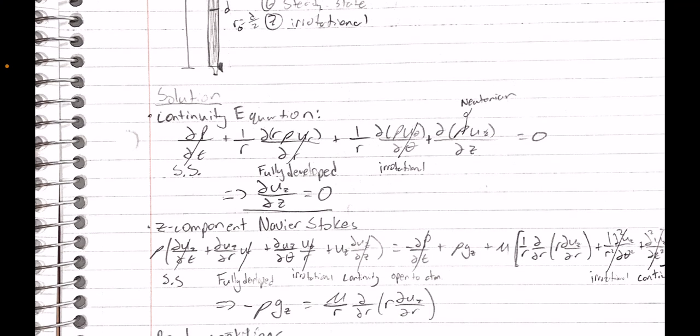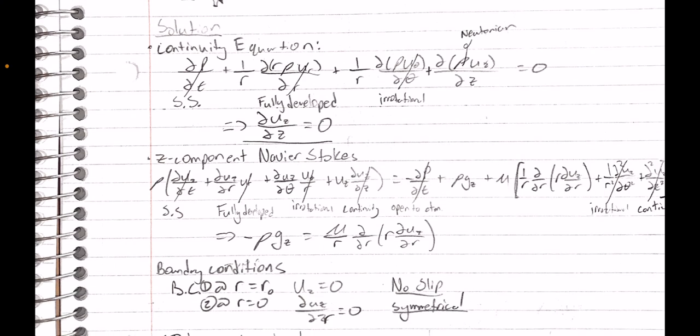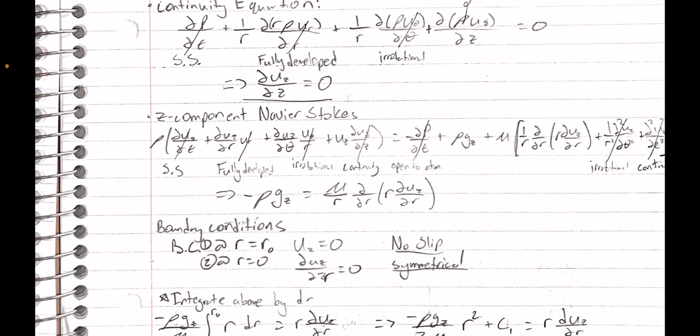In the r direction there's no velocity, and there's no velocity in the theta direction because it's irrotational. That gives us the assumption for the continuity equation. You plug that assumption into the z component Navier-Stokes equation, as well as the other assumptions that were made in the continuity equation. If the first derivative is 0, the second derivative is also 0, and that leaves the gravity term and the dUz/dr term. And so now we can apply our boundary conditions and integrate this equation twice.